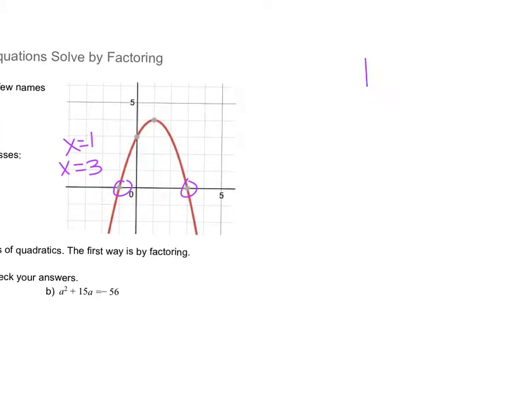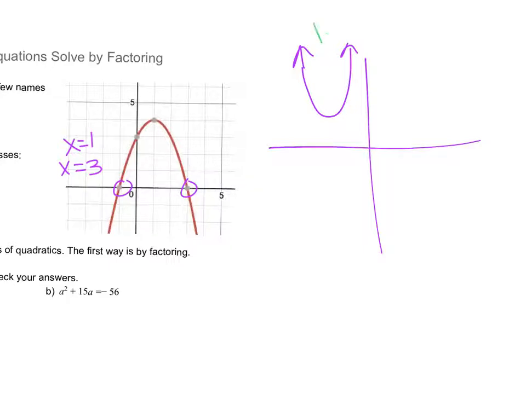Sometimes you'll have no solutions. So when would you have a no solution graph? Well, that's whenever you have a parabola that is above the x-axis. It's not ever going to cross the x-axis. So this would be no solutions. This would be 2 solutions. And is there ever a time that there's 3 solutions? Or sorry, not 3, 1 solution. Yes, there is. It's whenever the vertex is on the x-axis. So this would be 1 solution.